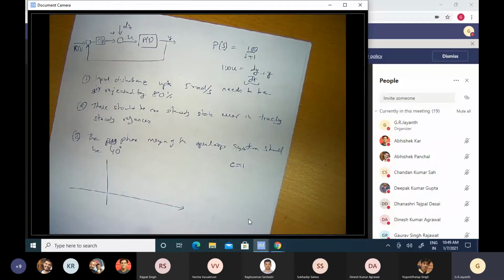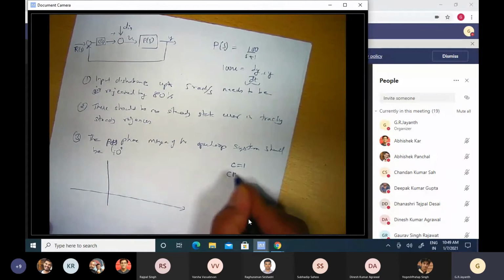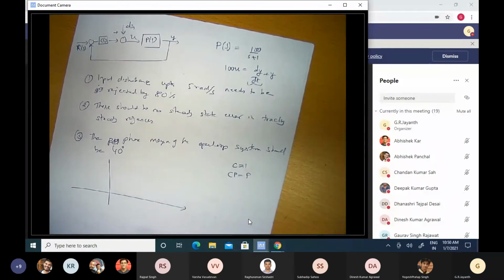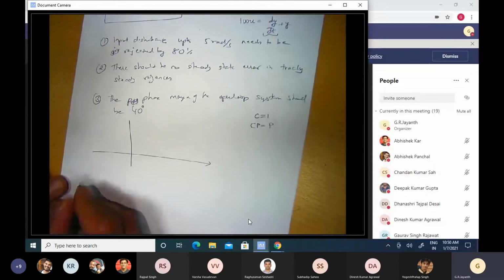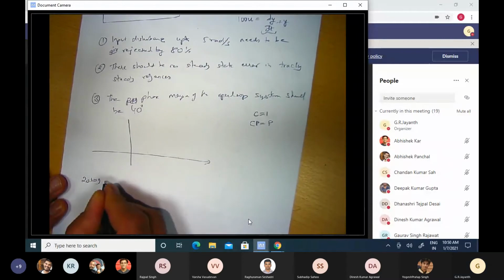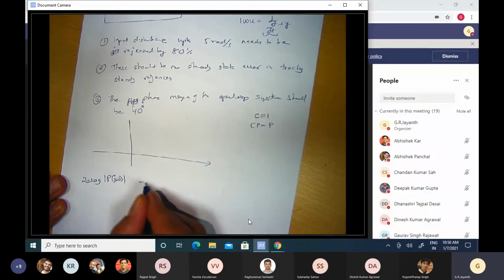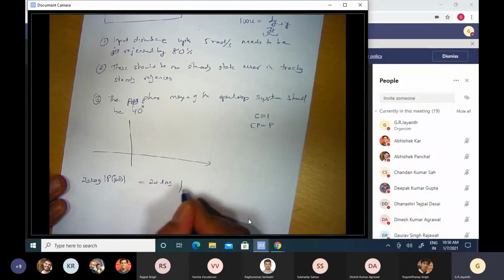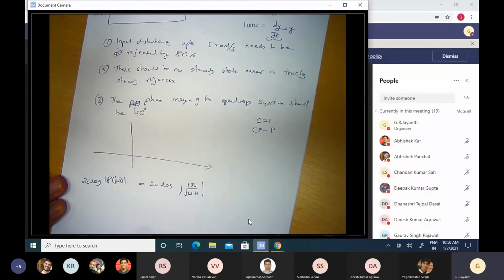So with C equal to 1, the open loop system C times P is simply going to be equal to P. So I need to draw the magnitude plot of P of j omega. So 20 log magnitude of P of j omega, what will that be? That will be equal to 20 log magnitude of 100 by j omega plus 1. The corner frequency for this is at 1 radian per second, and when omega is very small, the gain of this is 100.